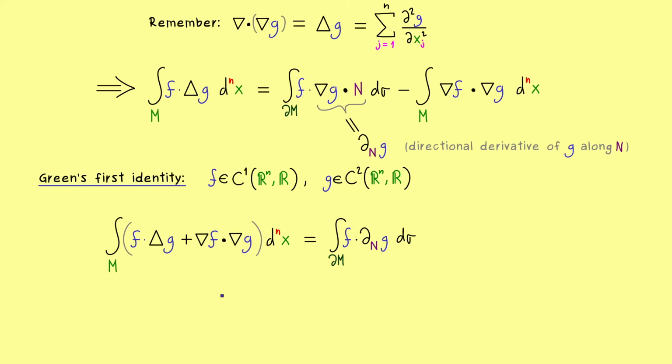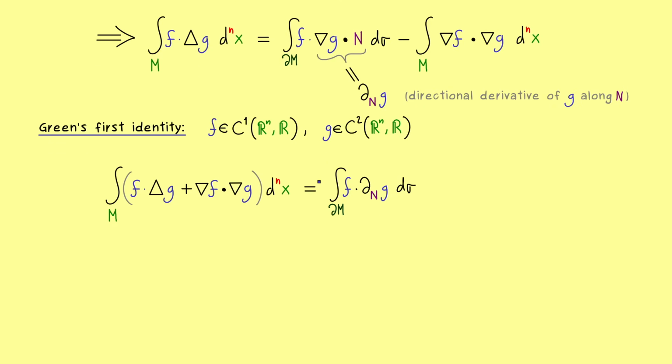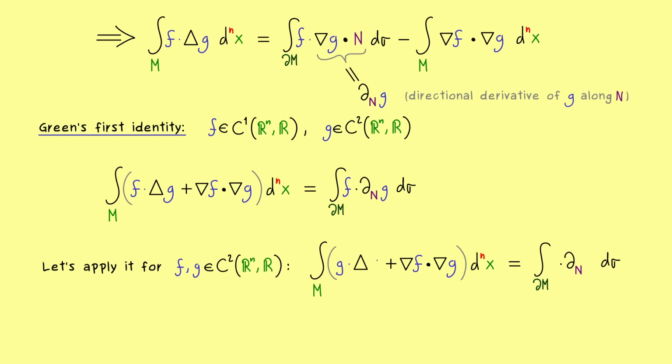However, first I want to show you that there is also a second identity, which is more symmetric. Here you see f and g play different roles, but for two C2 functions we could definitely combine them. This means we can just apply Green's first identity two times. On the one hand we have the original formula here, but on the other hand we can also exchange f with g. So instead of f we write g, and instead of g we write f. Then everything changes with the exception of this second term. Obviously in the inner product the order does not matter.